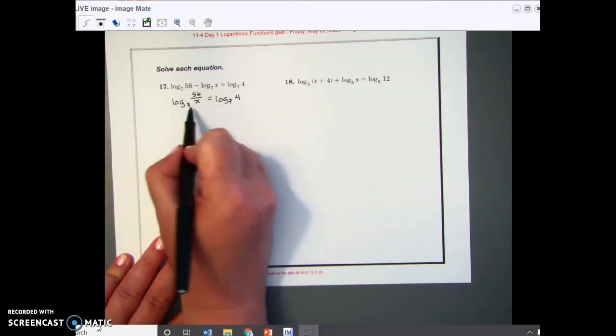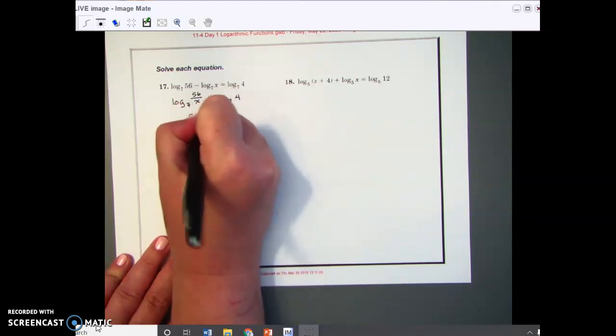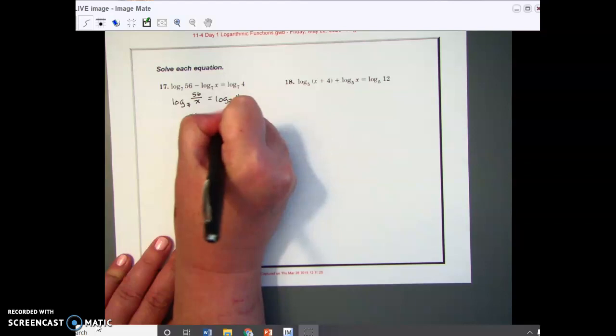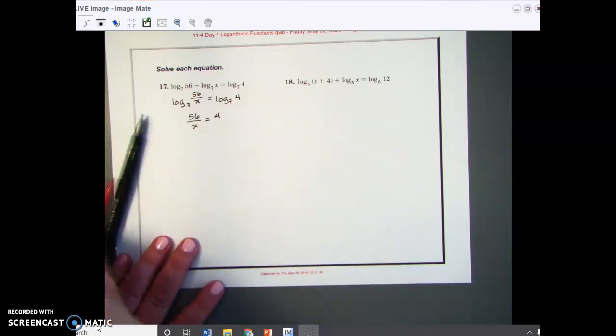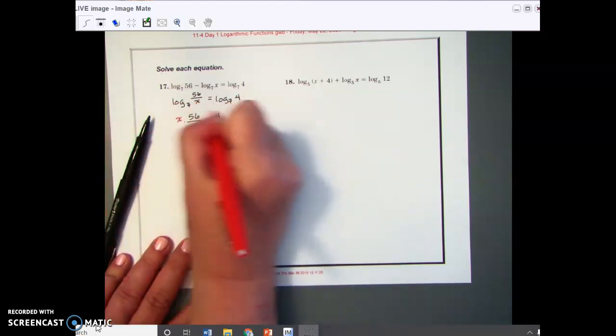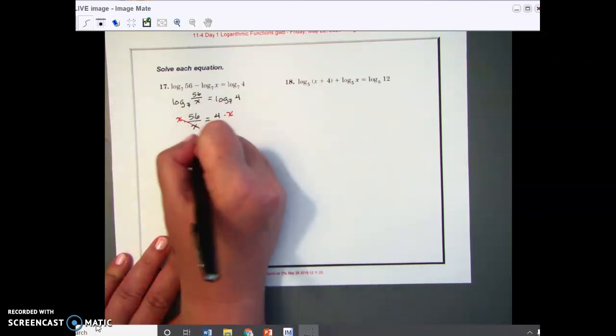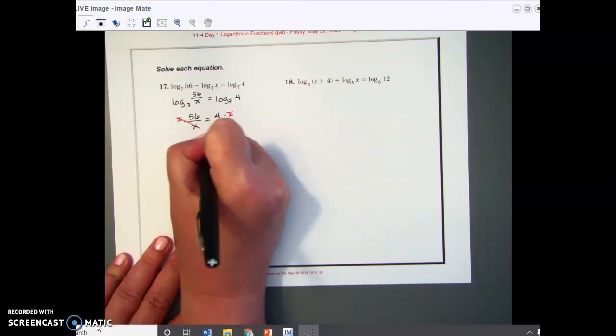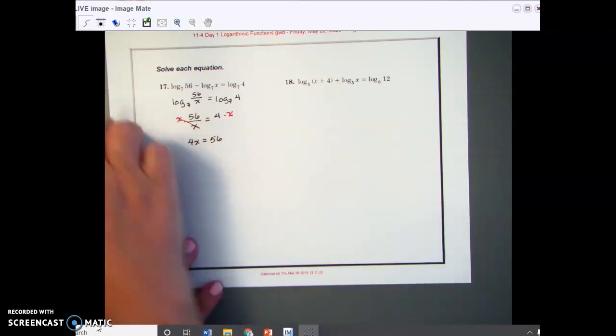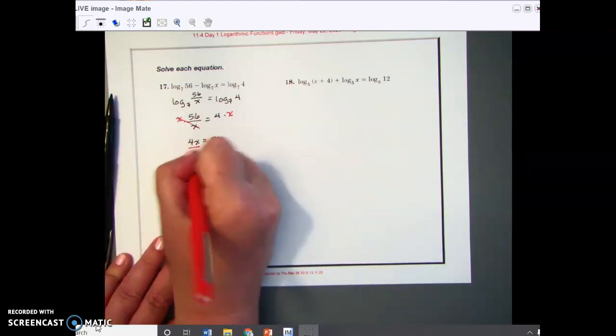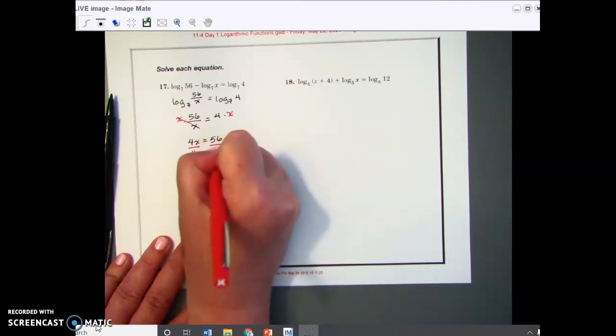And so now that my bases are the same, I can say that 56 over x is equal to 4. So if I multiply both sides by x, this side cancels, or you could have put 4 over 1 and cross multiplied. So now I have 4x is equal to 56. And then correct me if I'm wrong, I believe that means that x is equal to 14.